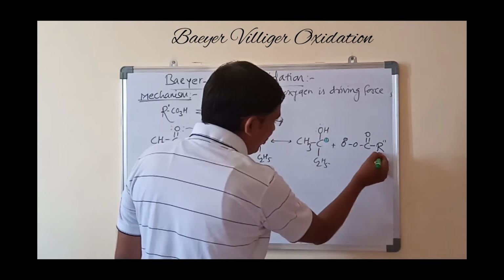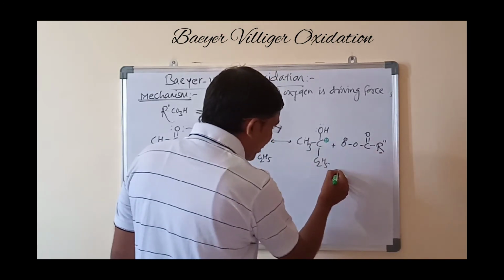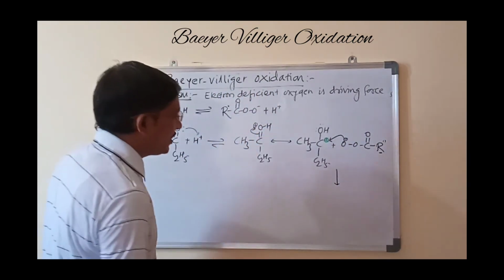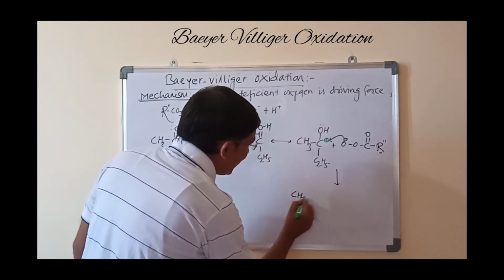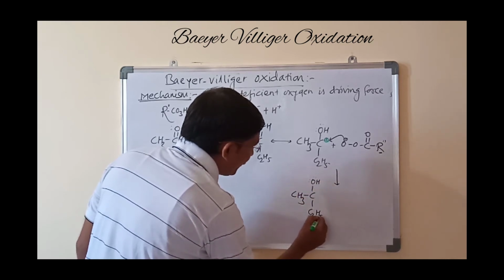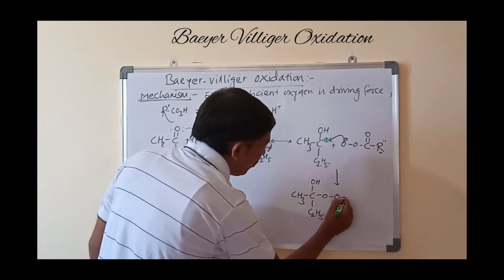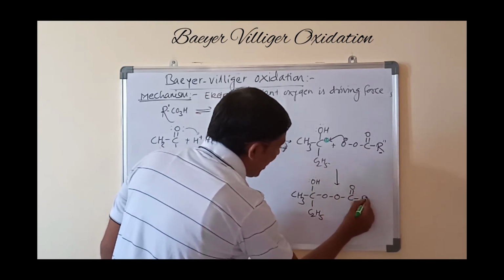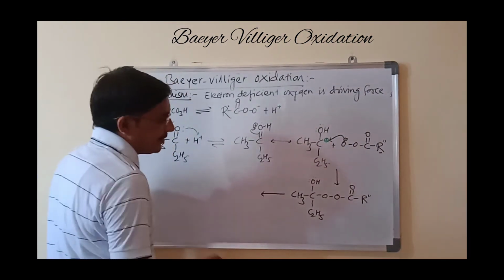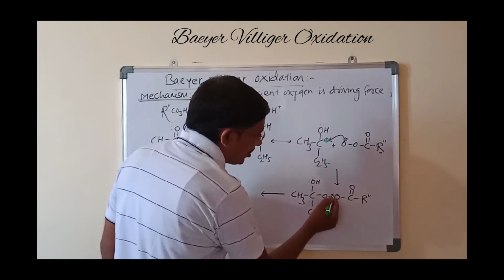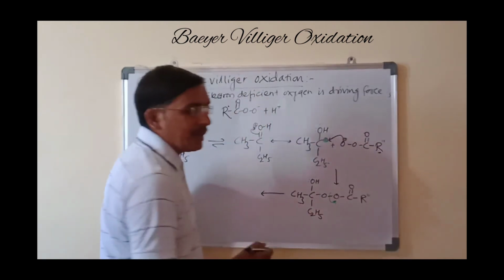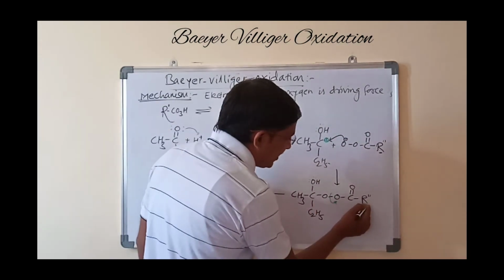Why are we using the electron withdrawing group here? We will see. Now what happens here? This negative charge will attack on this electron deficient carbon, and here we will get CH3 C OH, here C2H5, this is O C double bond O R double dash. Now a very important step: the bond between this oxygen and oxygen is withdrawn by this oxygen. This is one of the important steps, and that will be facilitated by this electron withdrawing group.